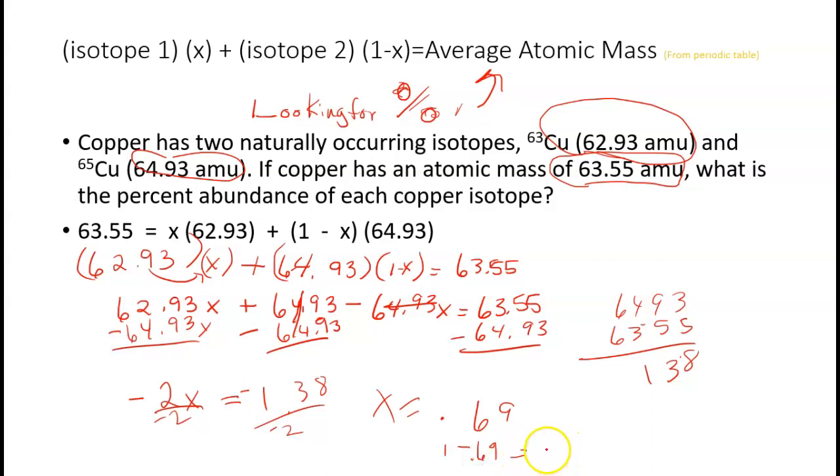And then I'm going to take that and put it in my 1 minus x, and I end up with 0.31, right? I take both of those and turn them to percentages by multiplying times 100, and I get 69% and 31%. So my copper 63 is 69%, and this other copper was 31%. You just do your algebra, okay? I hope you enjoyed the video.